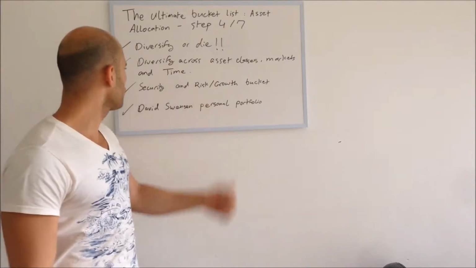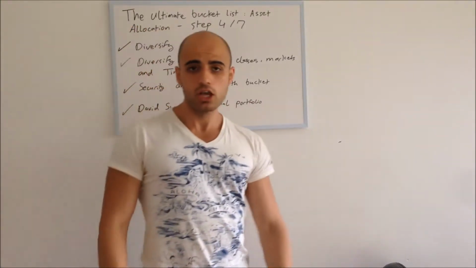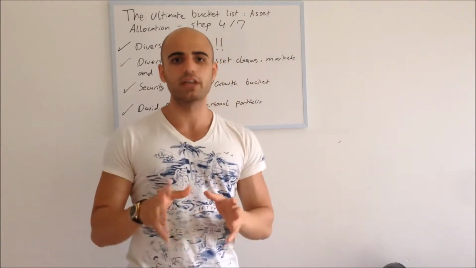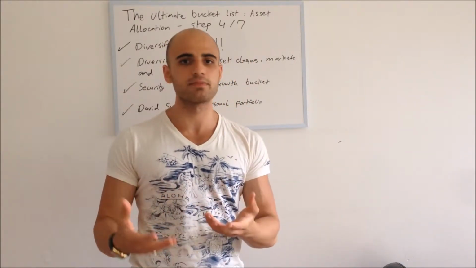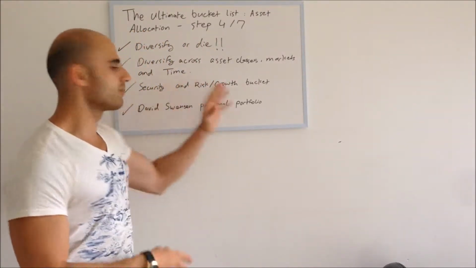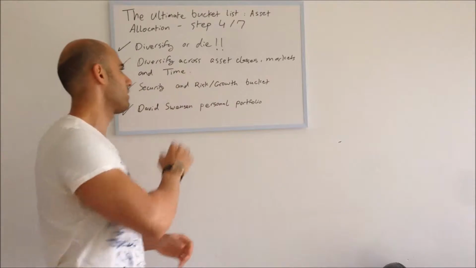And the third one we're going to talk about is the security and risk growth bucket. Tony Robbins talks about how you allocate your assets, your money, your investment funds, and you should allocate it in 2 different buckets. He calls them a security bucket and a risk growth bucket.